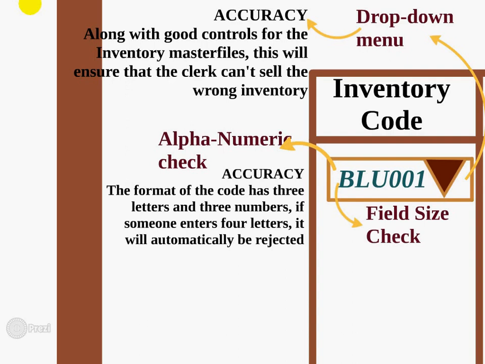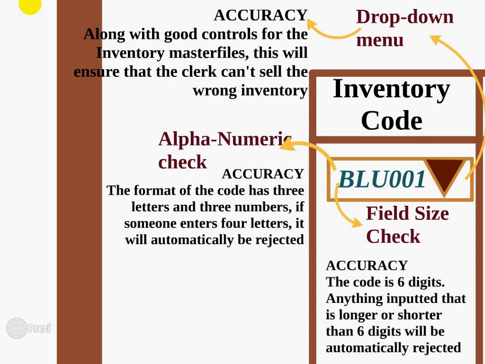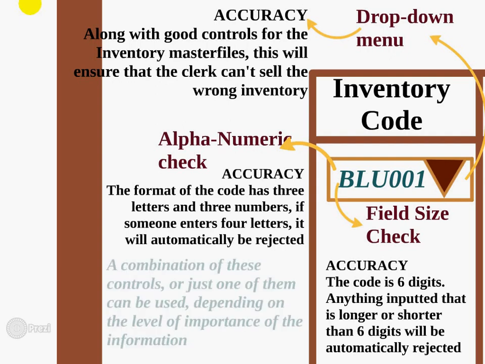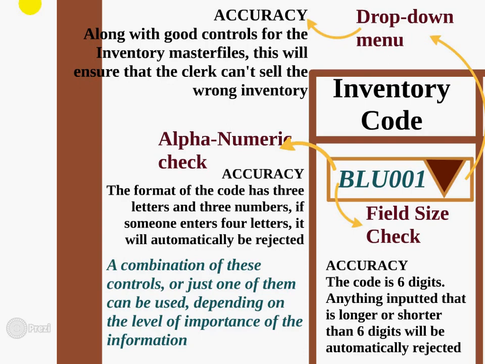You could also have a field size check, which helps with accuracy. The code is 6 digits. Anything inputted that is shorter or longer than 6 digits will automatically be rejected. So these are all ways of increasing the accuracy of information being put in the system. You could use a combination of these controls or just one of them, depending on the level of importance of the information.